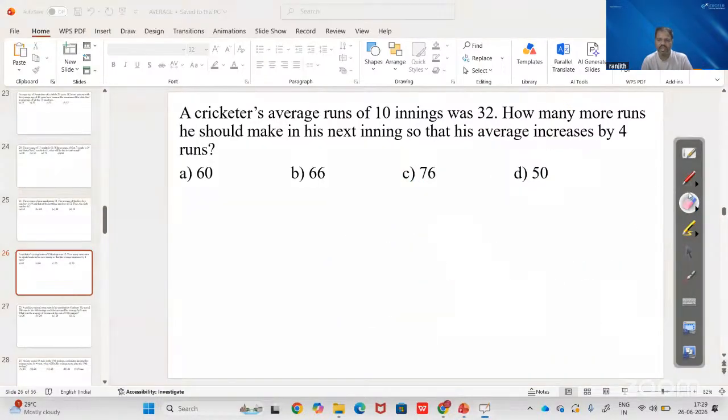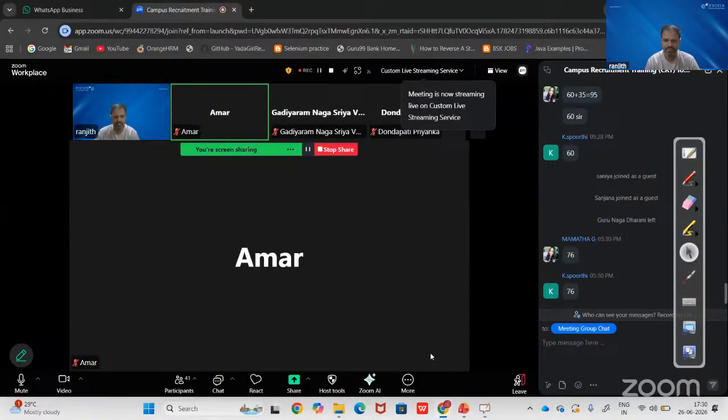Next, bowling and batting average. So answers will be bowling and batting average questions. So what is the answer? Yes, 76 will be the answer. 76.